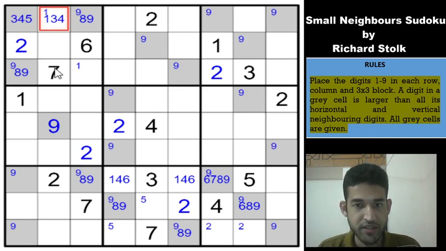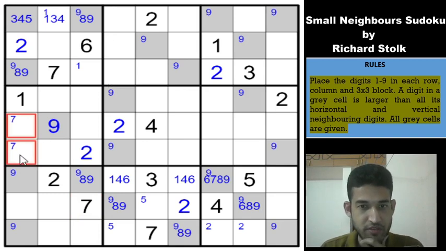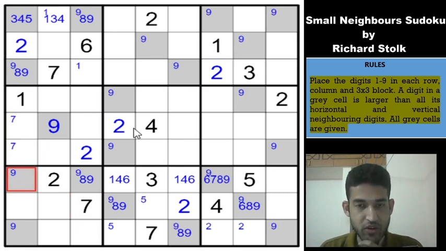And using classic 7 must be in one of these two cells. If I have a 7 here, then this must be 8 or 9, right? Okay, nothing much there. So remember I said at the start that we also need to be on the watch for cells which have 3 neighboring digits smaller than itself, so that the fourth cell has to be greater than the cell, so that the rule is satisfied, right? Because all grey cells have been marked.